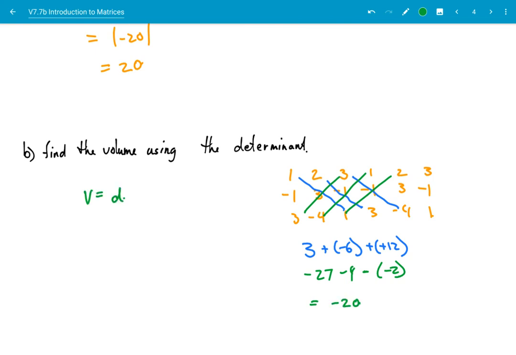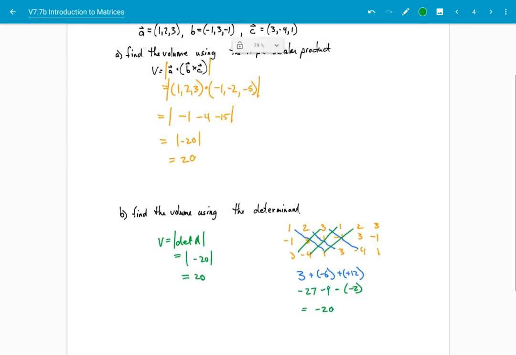Volume is the determinant of A, which is -20, which is 20. So does the rule of Sarrus save that much time? Not really. But now you know another method. And that's it.